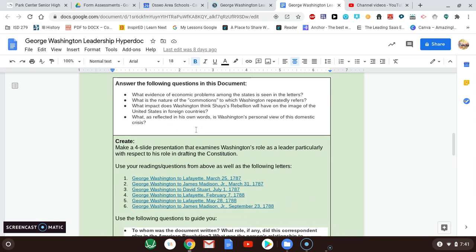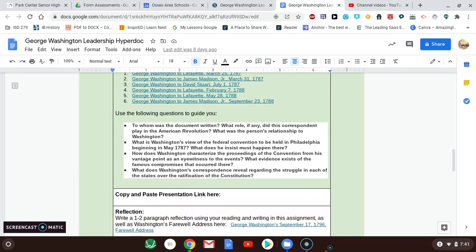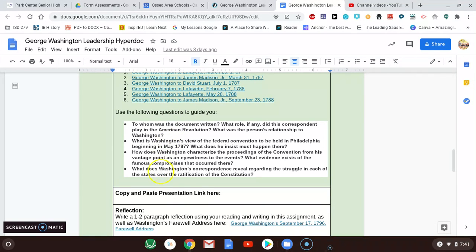All right. And then ultimately what you're going to be doing is making a 4-slide presentation that examines Washington's role as a leader with respect to his role in drafting the Constitution. You are going to use any of these readings to answer these 4 questions. So basically, you're going to write a slide that answers this question, then this question, then this and this. So that's why there's 4.